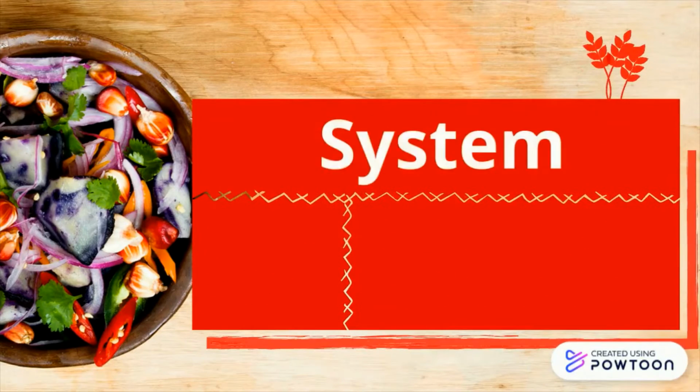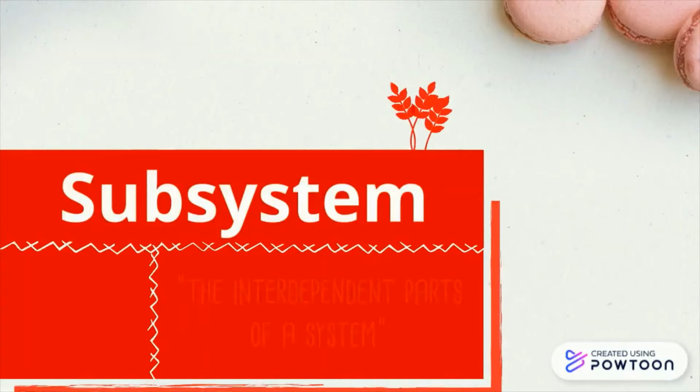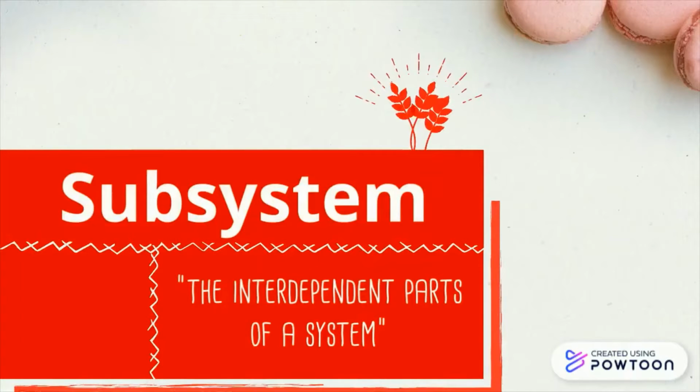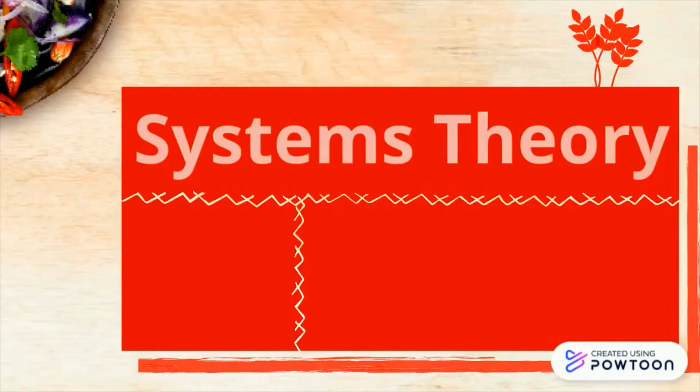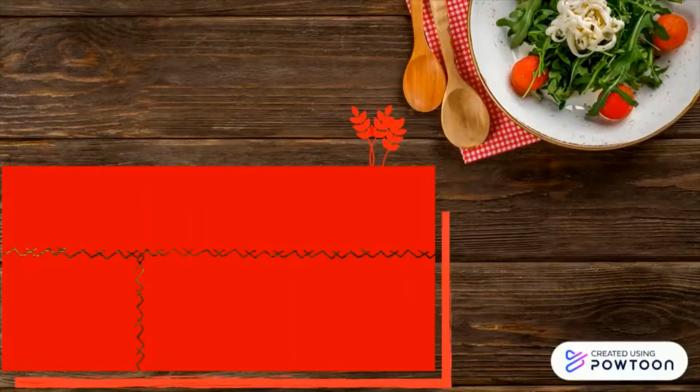A system is a set of interdependent parts that work together to achieve a common goal. A food service organization is an example of a system. A subsystem, on the other hand, is the interdependent parts of a system. Systems theory is basically viewing the organization as a whole made up of interdependent parts.